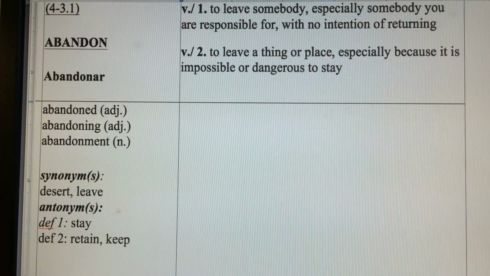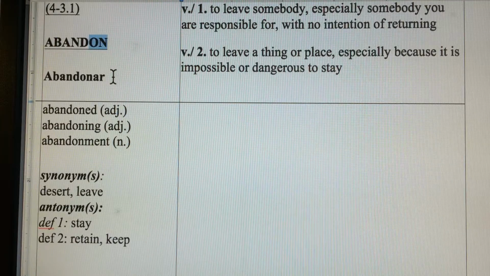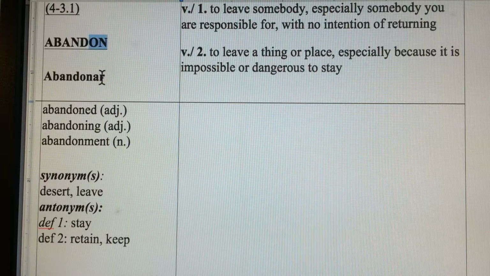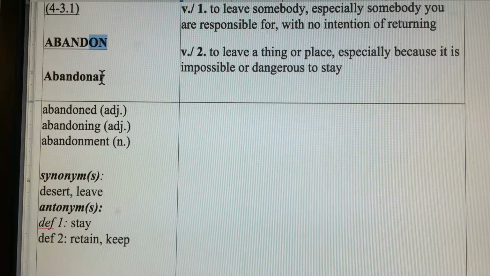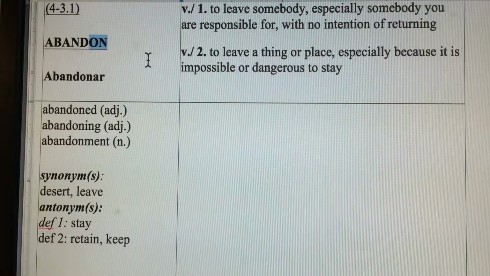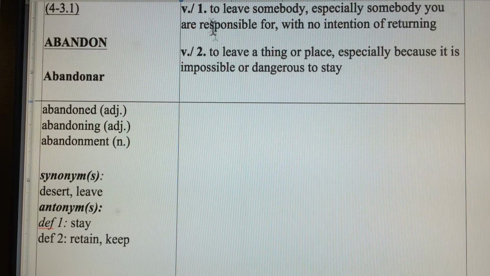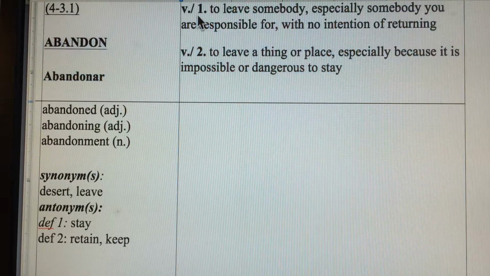Abandon has 3 syllables, and the emphasis or stress is on the second syllable, "band." So we say abandon, abandon. Notice that we say "in" and not "on." We don't say "aband-on." We say abandon. "In," like going in something. Abandon. And it is used only as a verb.